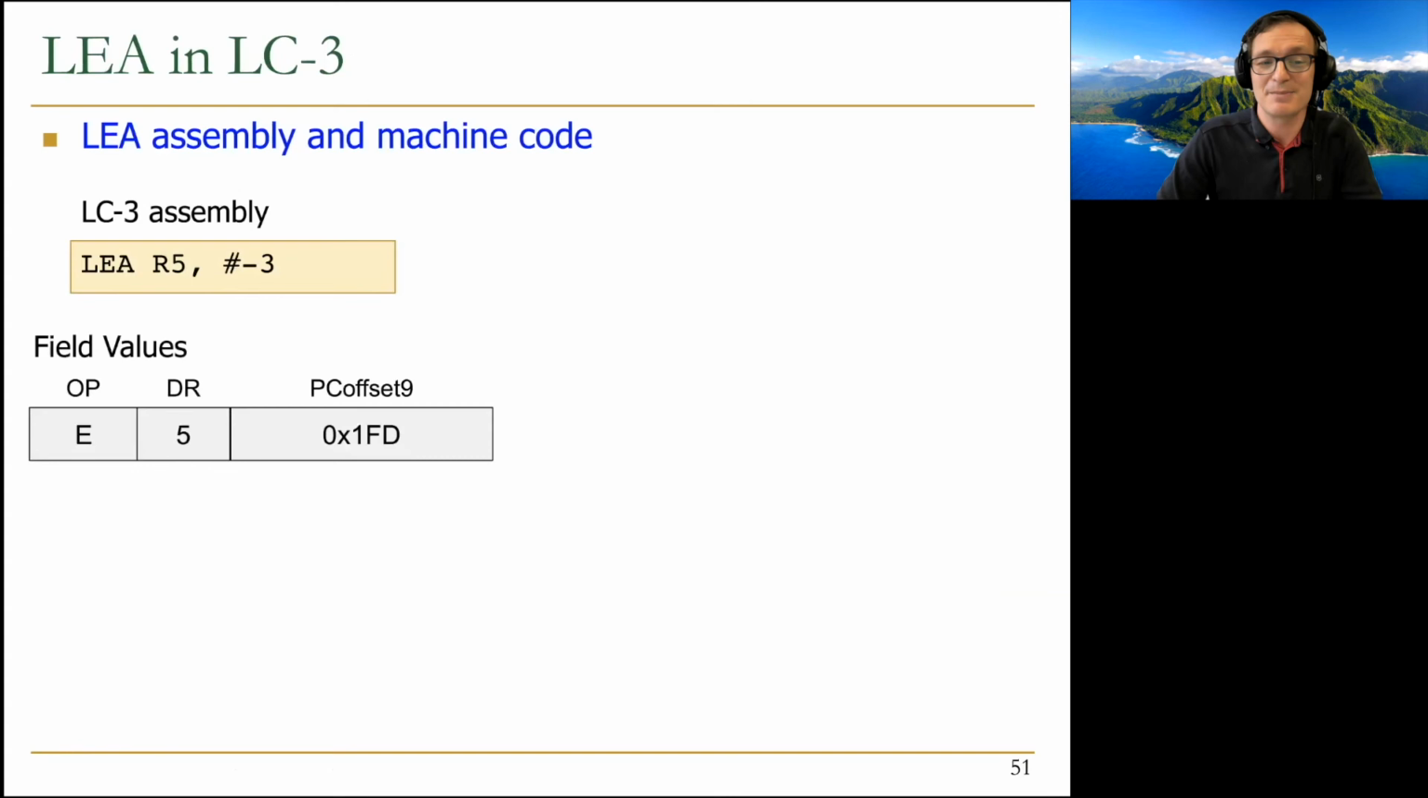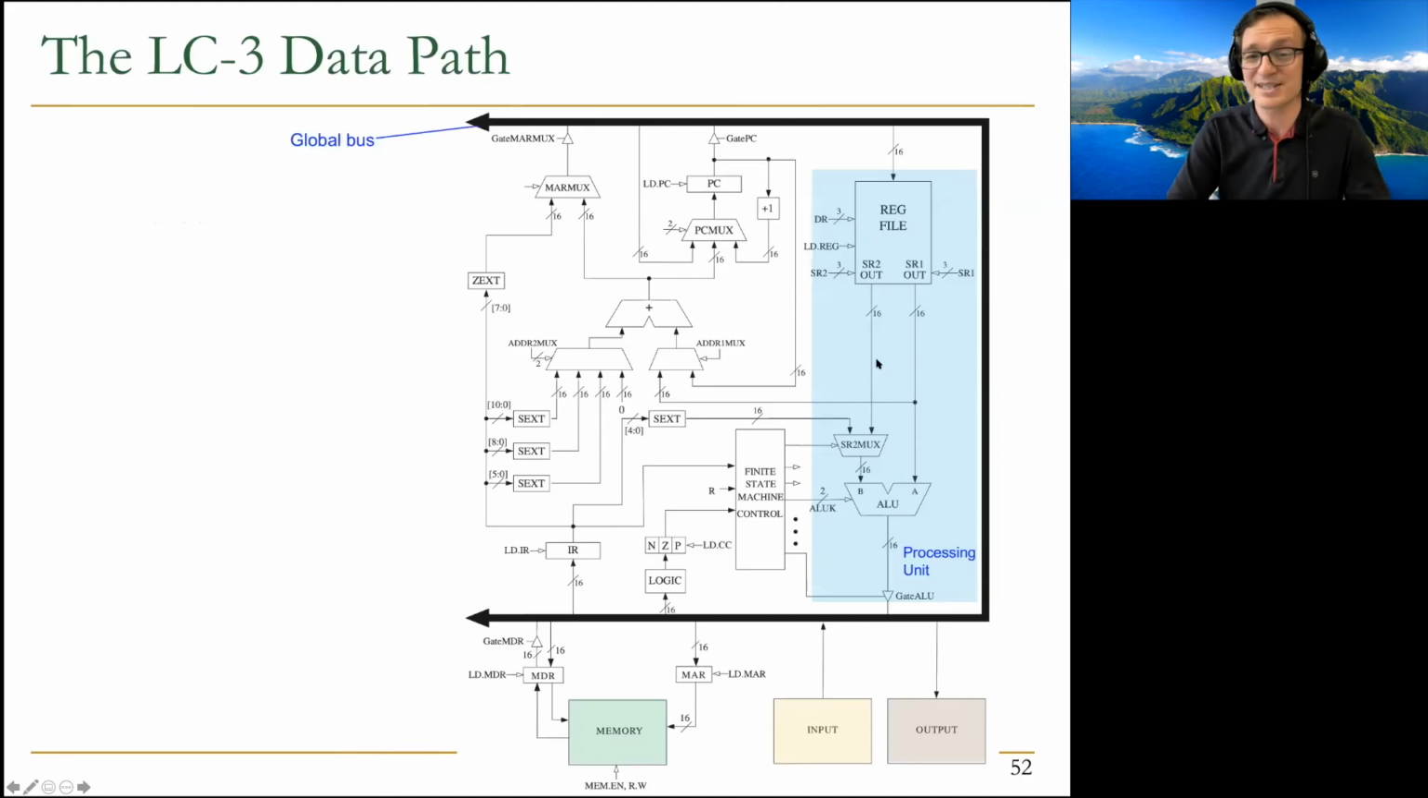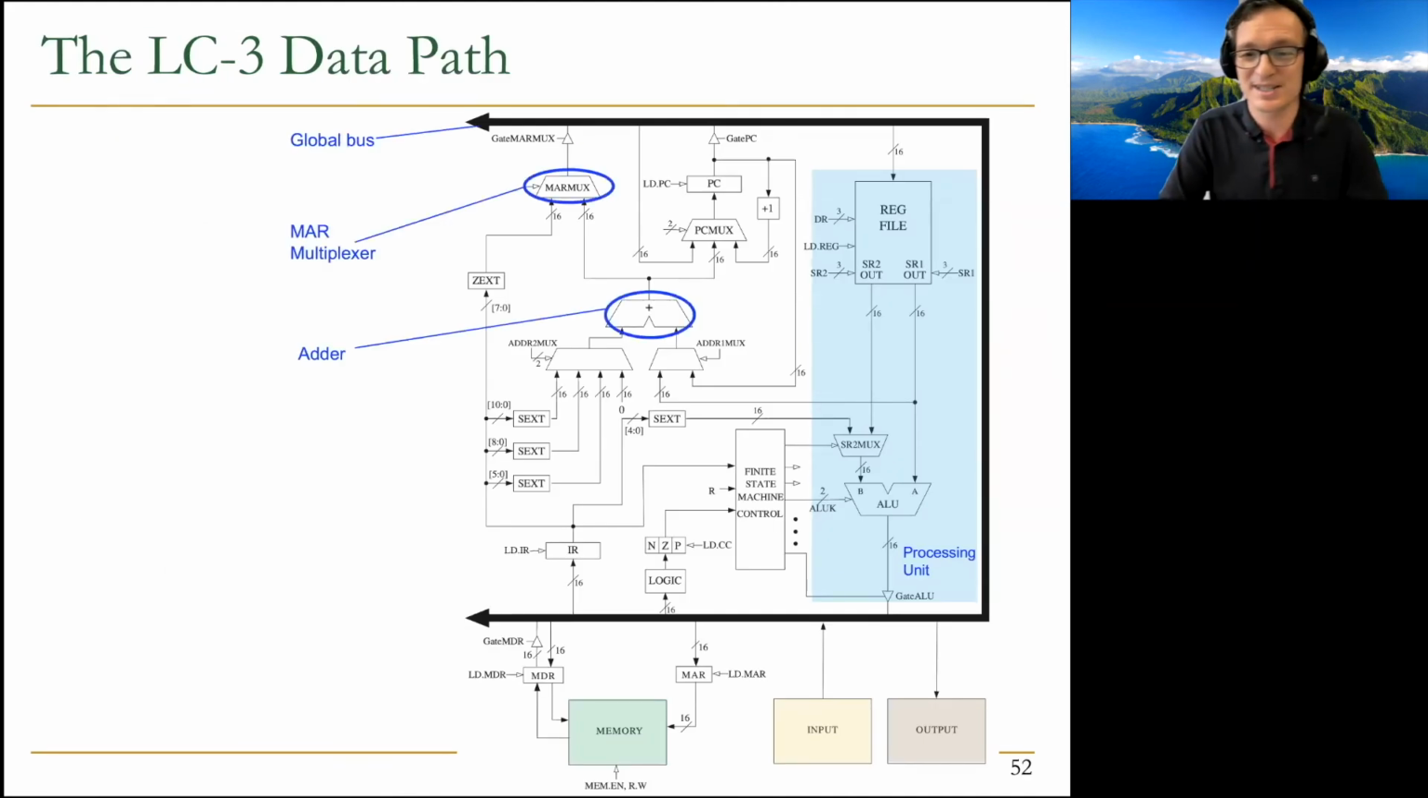So this is the assembly and machine code. I'm going to go through this relatively quickly. And this is what it looks like. There's no memory access involved, as you can see. You take the incremented PC, add to it the sign extended 9-bit immediate. After sign extension, it becomes 16 bits. And then the result goes into the destination register. Now this is in the LC3 data path somewhere that you can find. Actually, it's here, right?